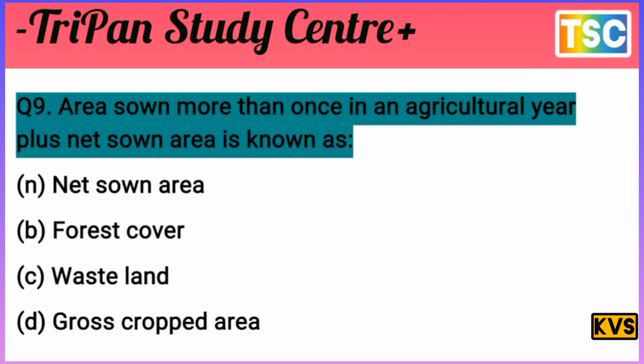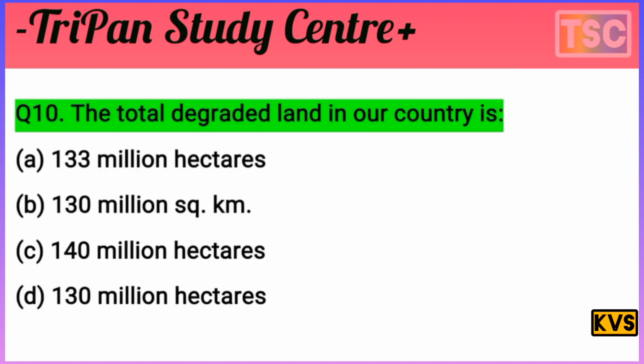And let's see the next question. The next question arrives here on screen. The total degraded land in our country is. The total degraded land in our country is. That's an important question here. The options are the most interesting. A.